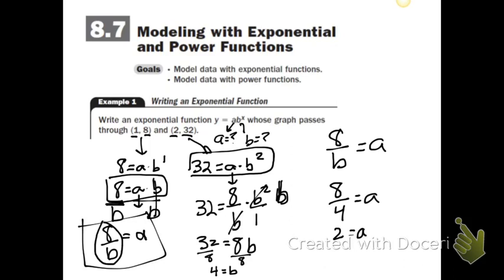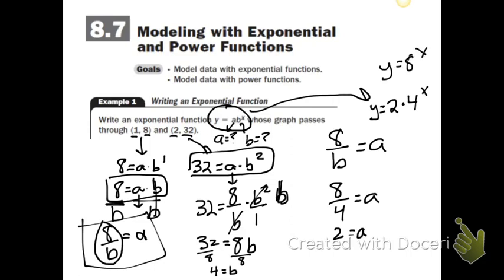So I have my a, I have my b. I should be able to rewrite this equation now as the following. y equals, we said the a value was 2, so it'll be 2 times the b value, which is 4, to the power x. Now please don't make the mistake of thinking you can multiply 2 and 4 and write y equals 8 to the x, because you really need to raise 4 to the x first, and then multiply by 2. So do not make that classic mistake. So you're really done. That's your exponential function.